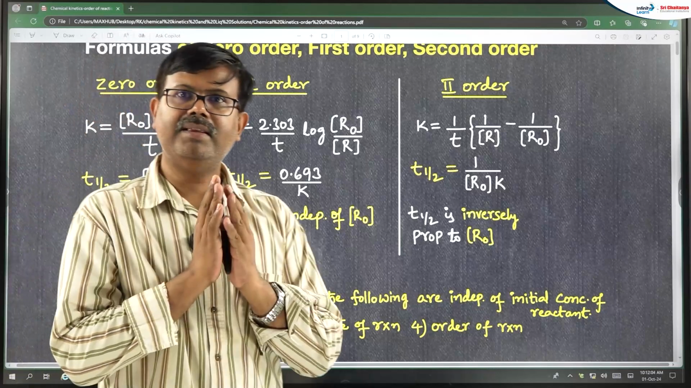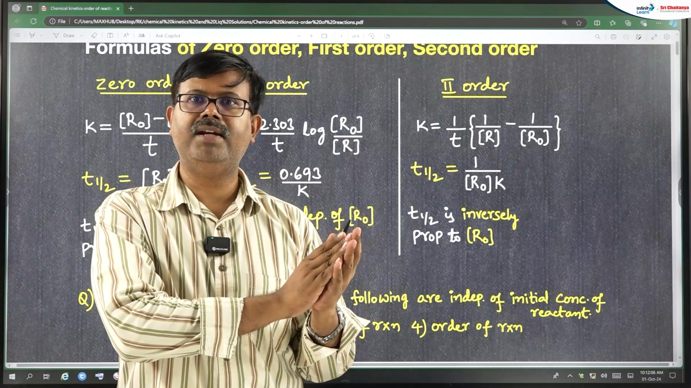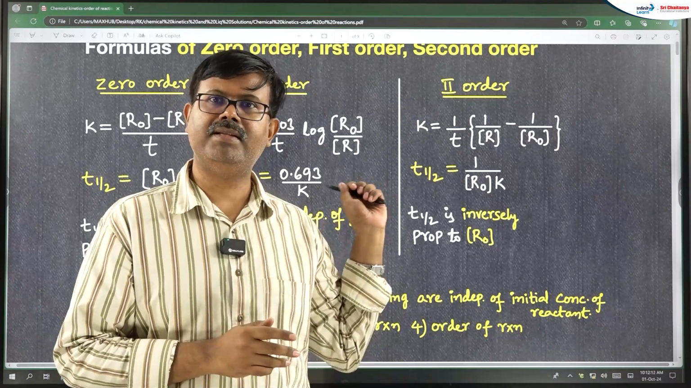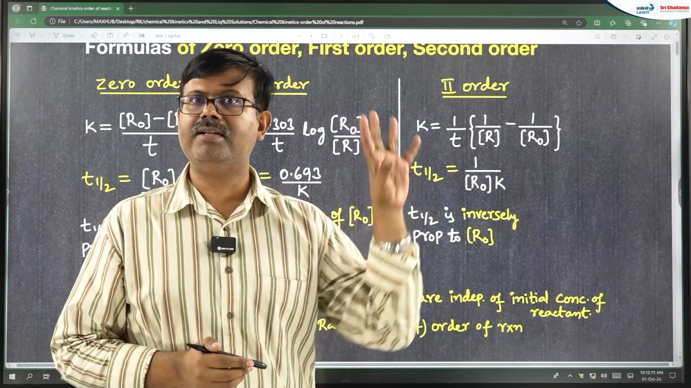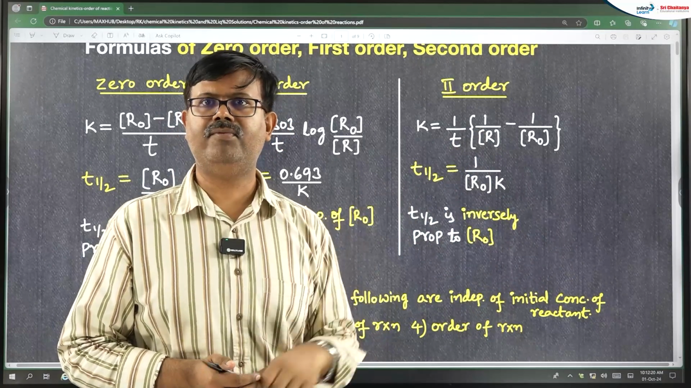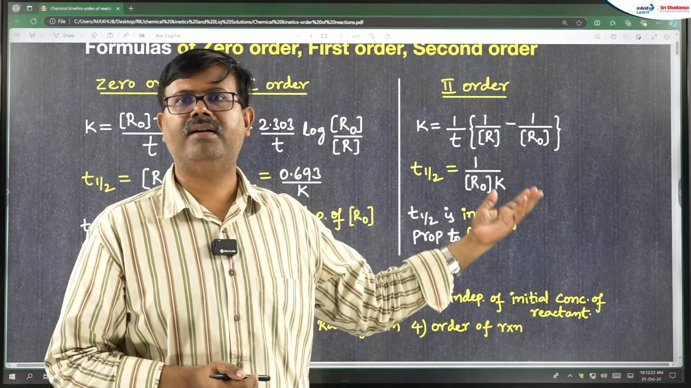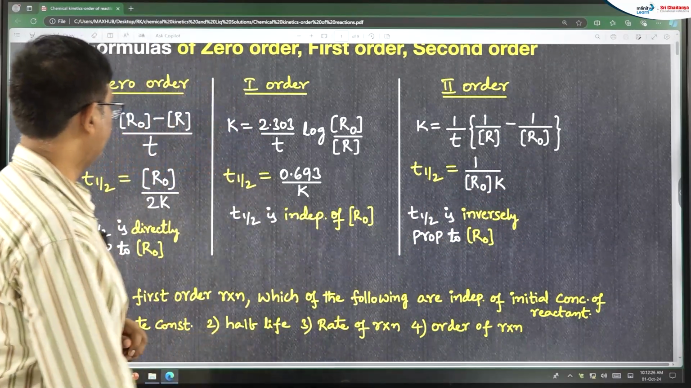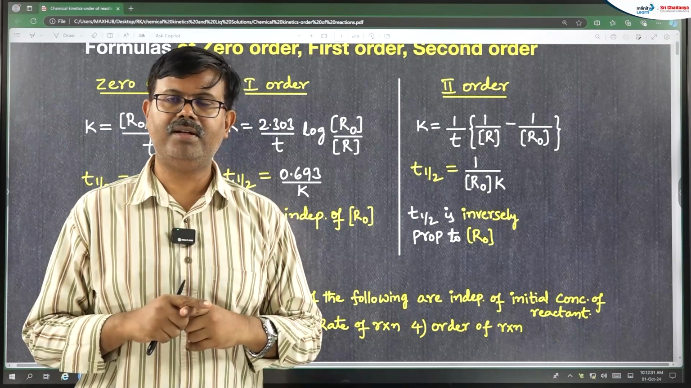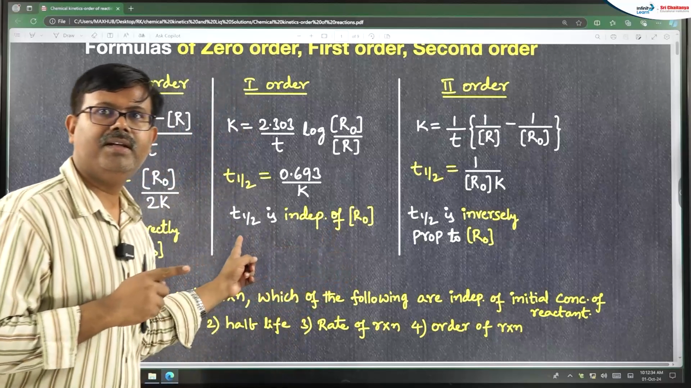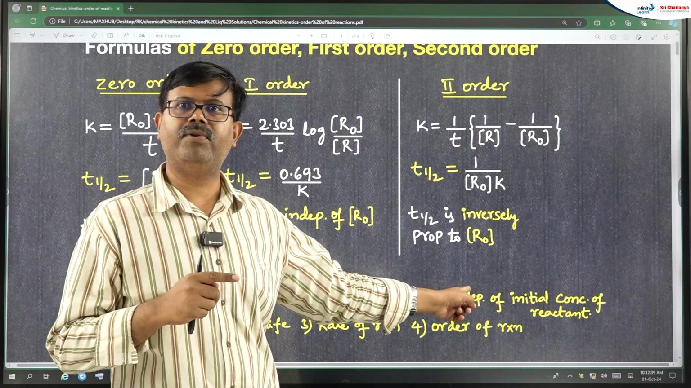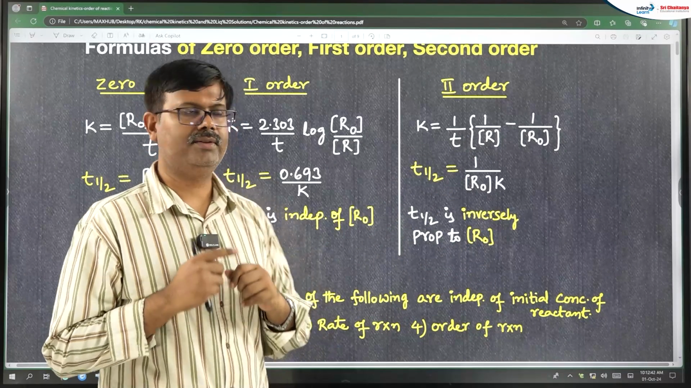So if you see, there are three different formulas for rate constant, and also three different formulas for the half-life for these three order reactions. Most important is first order, second most important is zero order, and the least important, which we come across in exams, is second order. In zero order, half-life is directly proportional to initial concentration. In first order it is independent of initial concentration. In second order, it is inversely proportional to initial concentration. Keep that in mind.